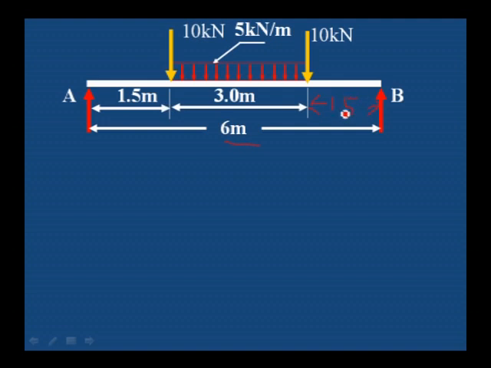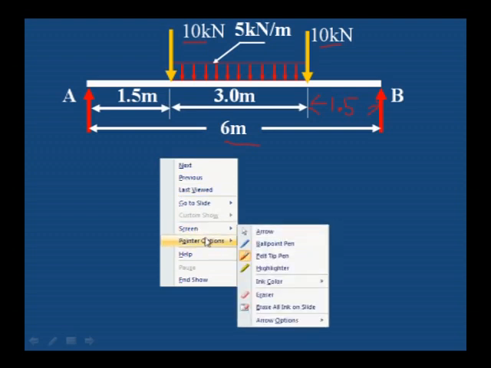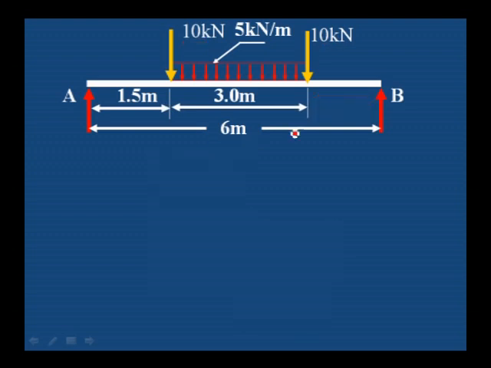What we can observe here is a symmetrically loaded beam, with 10 kilonewton acting at a distance of 1.5 meter from the left support as well as the right support, and a central uniformly distributed load of 5 kilonewton per meter. Since it is symmetrically loaded, we can easily calculate the reactions at A and B.